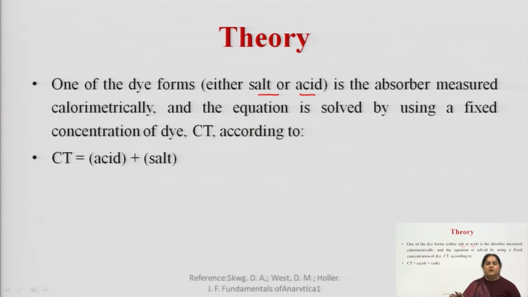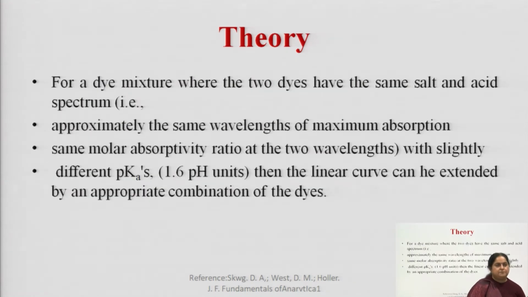What we have kept constant here is the concentration of the dye, Ct. According to it, Ct is equal to acid plus salt, right. The concentration of dye is represented by Ct, and it is a combination of the dye either in the acid form or in the salt form.